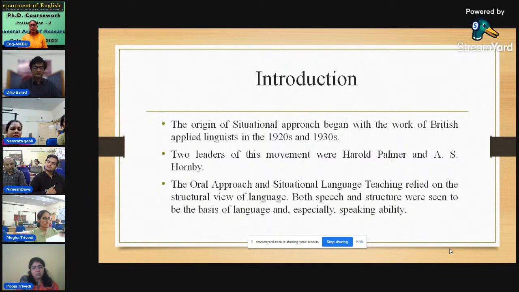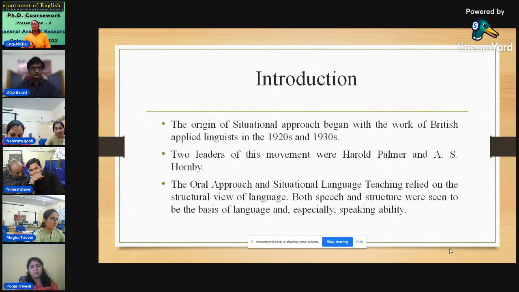Grammar is also taught, but not in a written format, rather through oral language, or we can say through oral practice. So both speech and structures were seen to be the basis of the language, especially the speaking ability. This situational approach focuses more on the speaking ability.